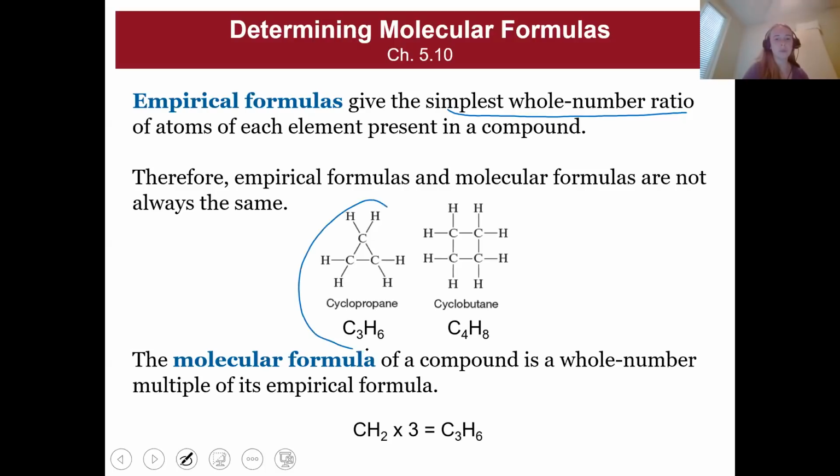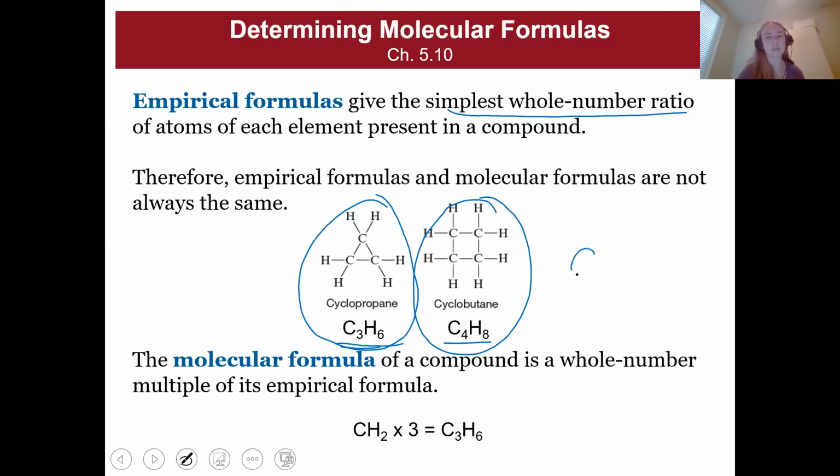So this is a molecular formula for cyclopropane. This is a molecular formula for cyclobutane. These are two hydrocarbons. You don't need to remember them, but these are two molecular formulas, and they both have the same empirical formula because both of these can be reduced down to CH2. There's twice as many hydrogen atoms as there are carbon atoms in the empirical formula for these compounds.